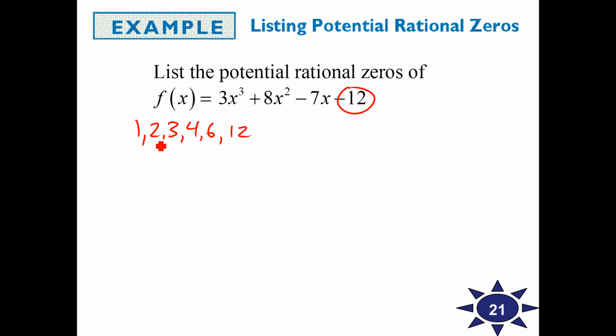Right? 1 times 12, 2 times 6, 3 times 4. 3 is just 1 and 3, 1 times 3. So what are all the possible zeros? Plus or minus. And here we go.